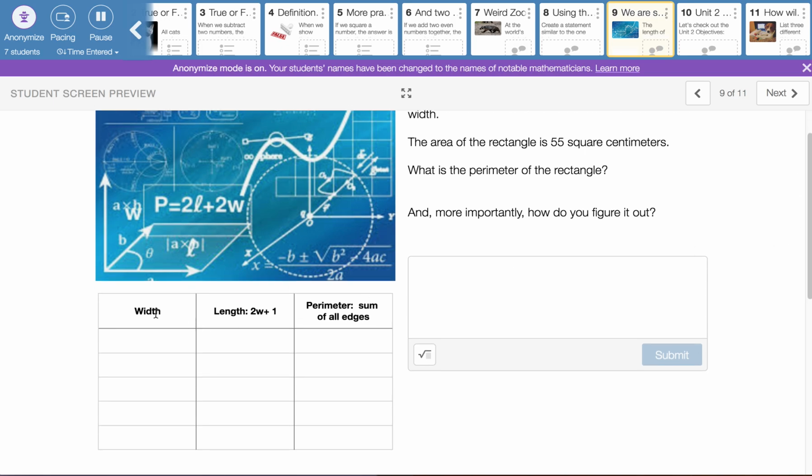So I have my table set up over here. We're going to guess on some widths, and maybe you call those W. The lengths, it said 1 more than twice the width. And actually, this should not be here. Let me put this in the chat box or the little text box over here. The thing we're going to check is the area.